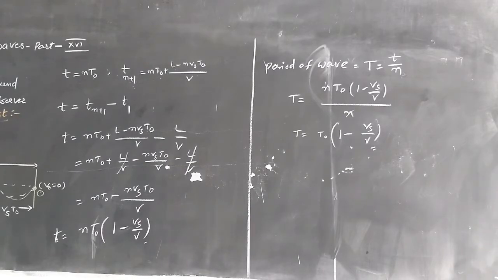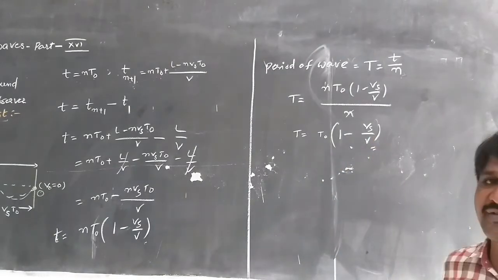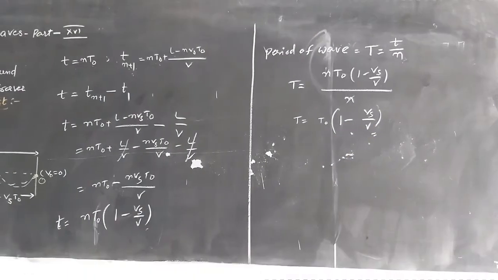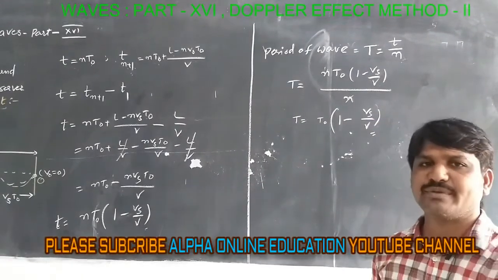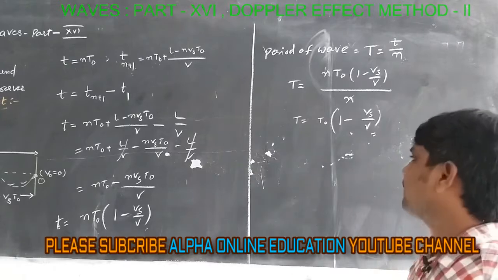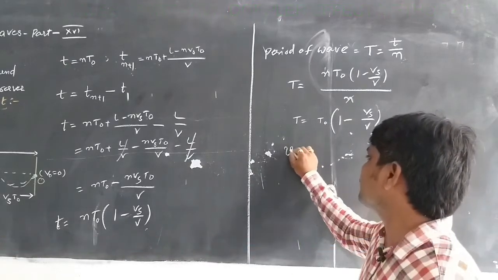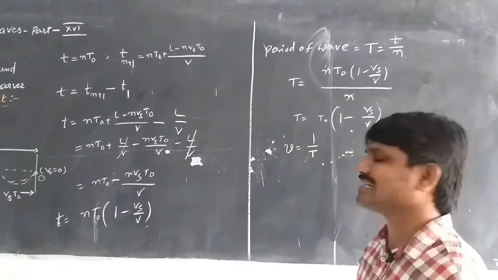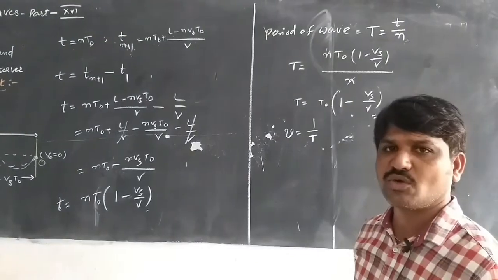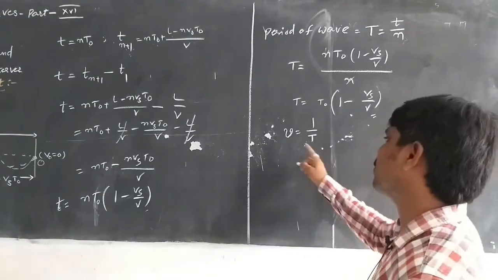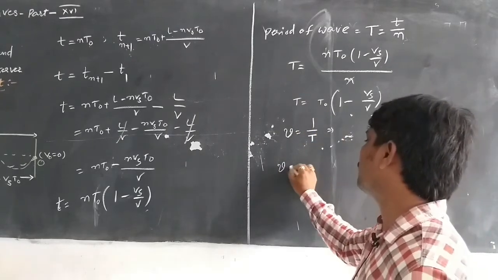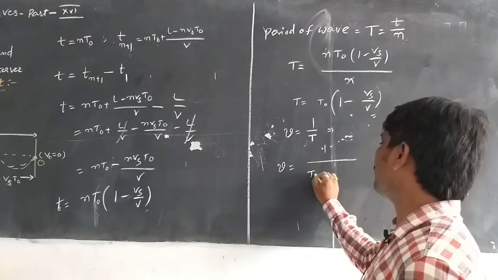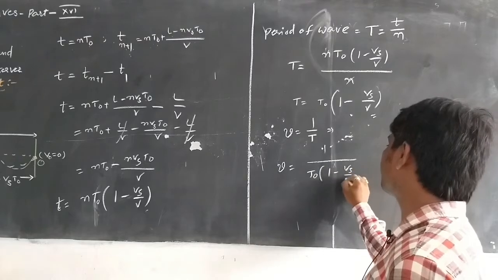T is equal to T naught of 1 minus Vs by V is the equation for the time period of a wave. But we know that nu is equal to 1 by T, the reciprocal of the time period is the frequency of the wave. So we substitute nu is equal to 1 by T naught of 1 minus Vs by V.